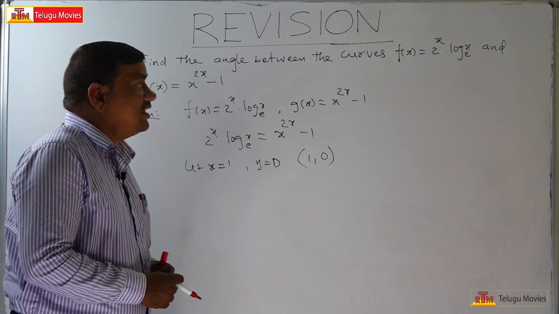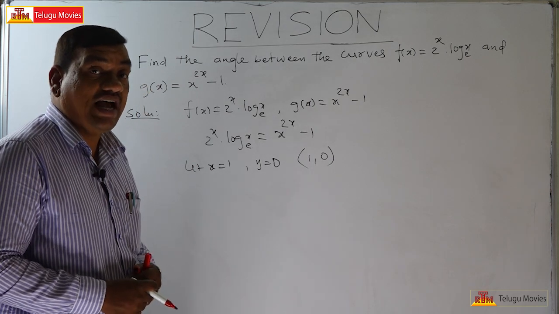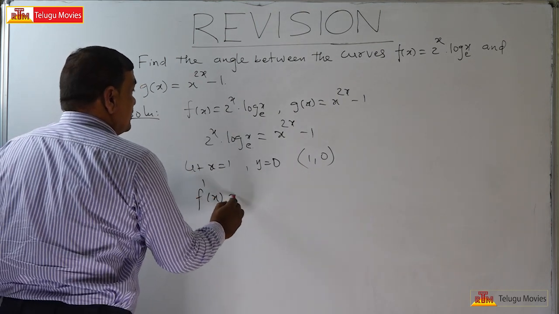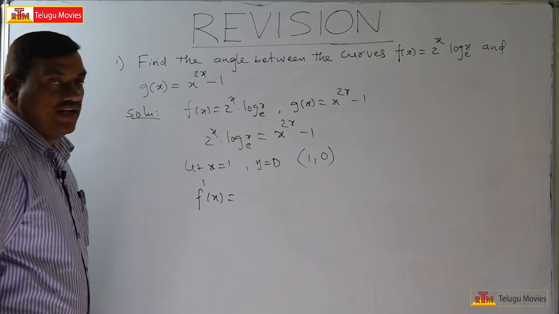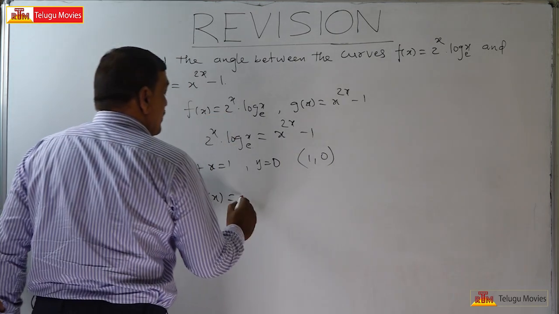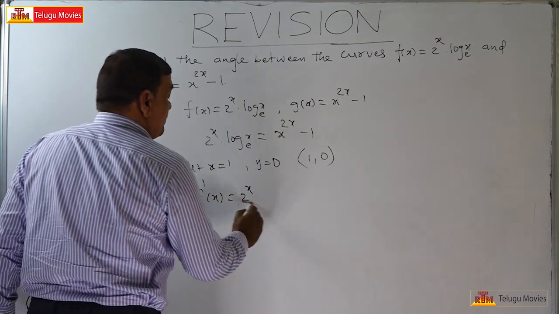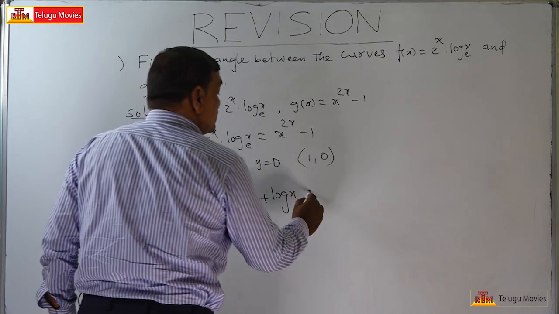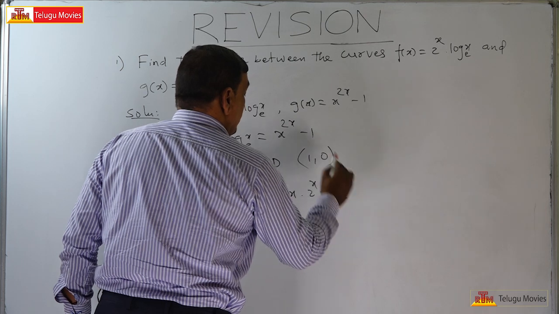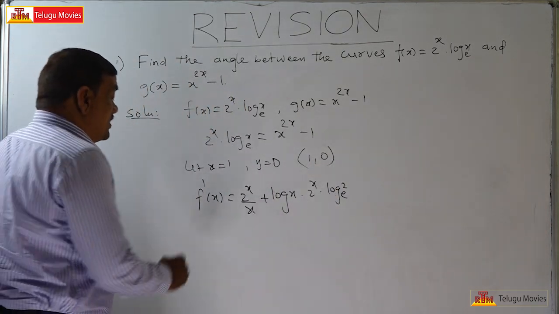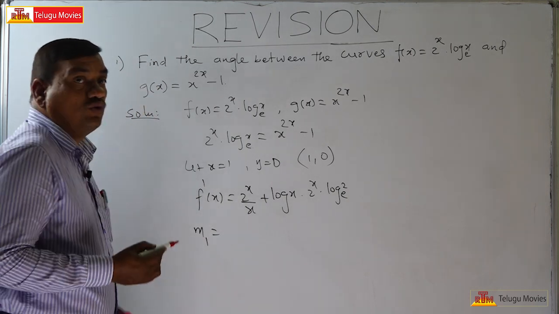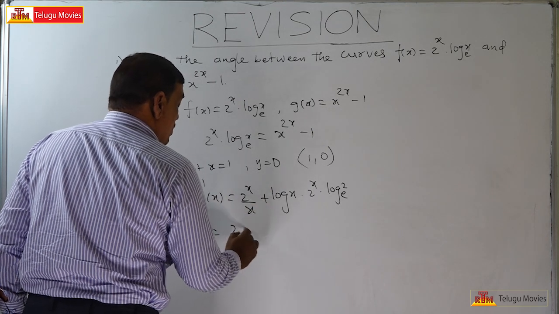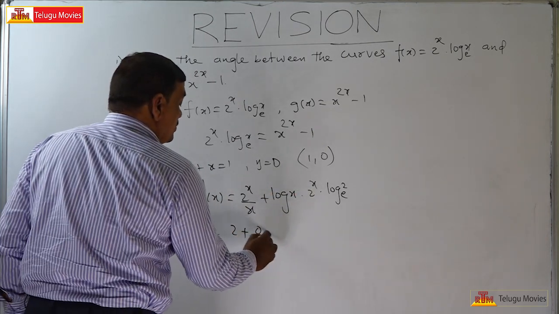Now at that point, let us find out the slope of the tangents for both the curves. What is the first curve? f of x. What is the slope? We have f of x is equal to 2 power x into log x to the base e. So find the differentiation: 2 power x times 1 by x plus log x into the derivative of a power x, which is a power x into log a to the base e. Understand? Right. Now what is the slope of the tangent to the first curve at 1 comma 0? Substitute x is equal to 1: 2 power 1 by 1 is 2, plus log 1, 0. This is equal to 2.